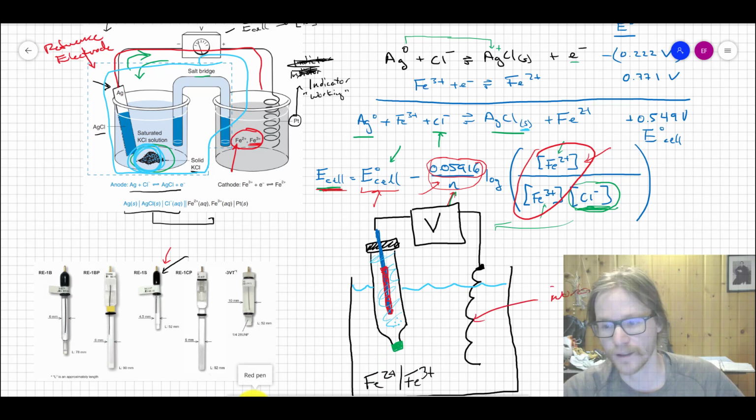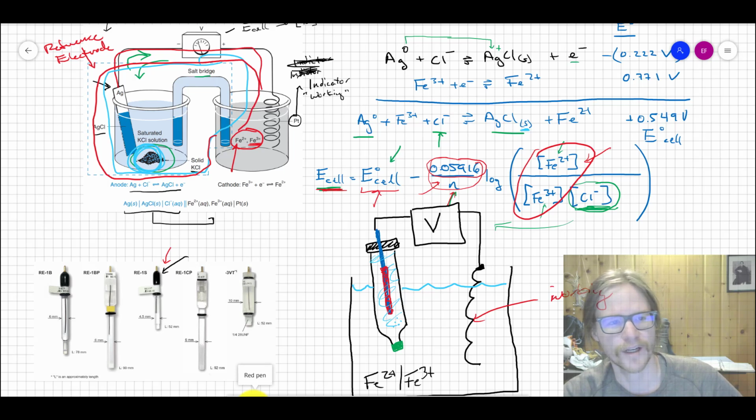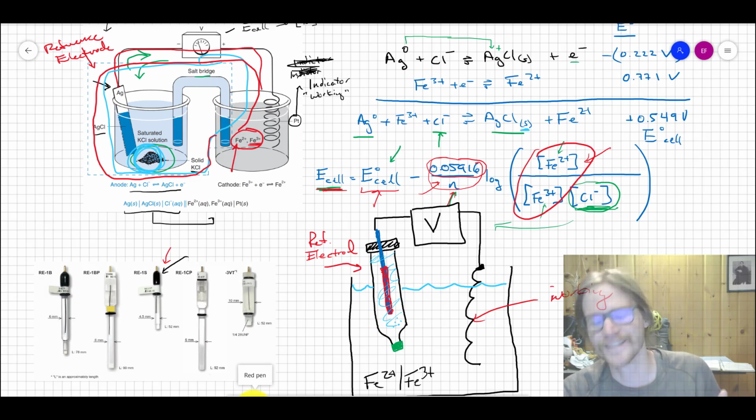I'm just going to call it working because that's what I like to call it. Just like you had in your original cell, but instead you've taken that whole other beaker, that whole salt bridge, all that extra junk, you jammed it into this tiny reference electrode because you made it or you bought it. And now when you connect your multimeter to this thing, it's literally the same thing, except that entire thing is now encapsulated in this tiny electrode.